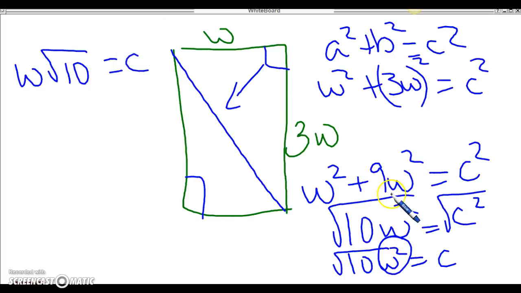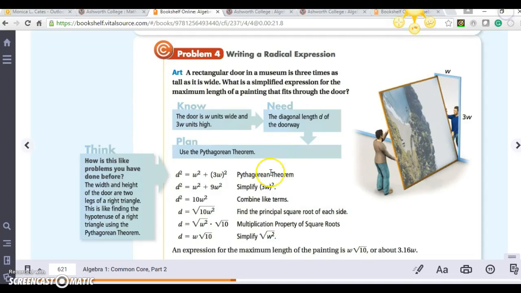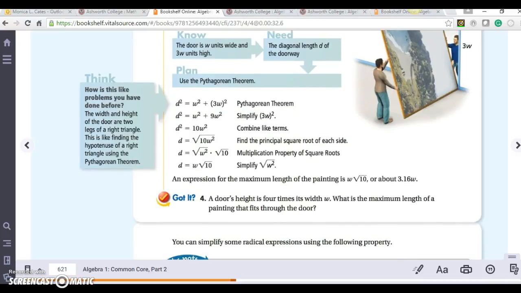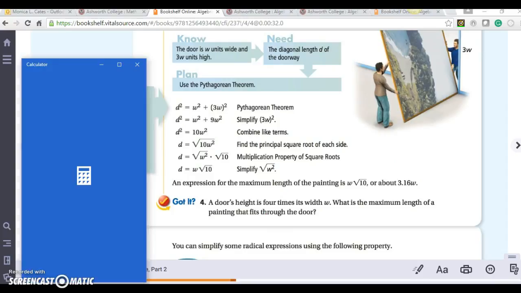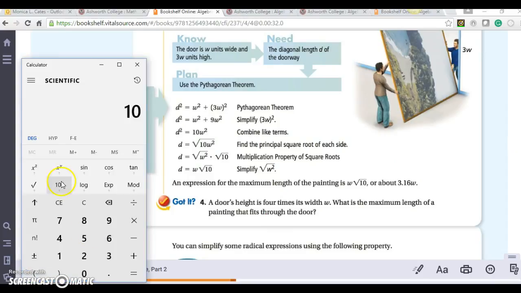So the length of my diagonal, or the length of the painting, has to be w square root 10. I don't know the units. They didn't give me units. So w square root 10. And they actually just broke down this square root of 10. They said the square root of 10 is 3.16 if I want to put it in decimal form. So 3.16w is another way of writing it.